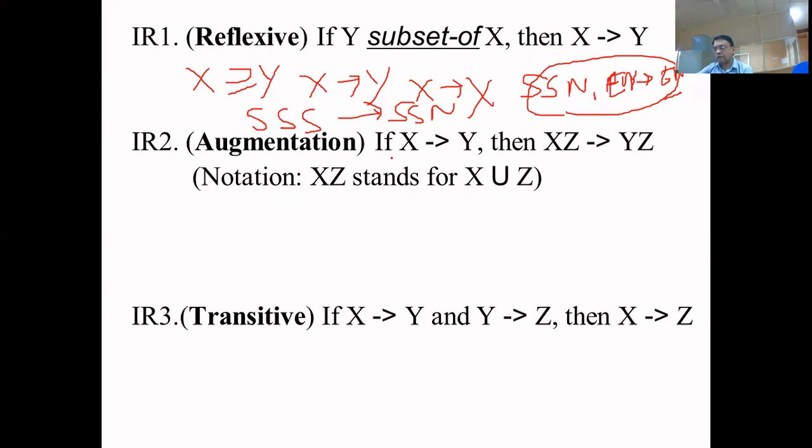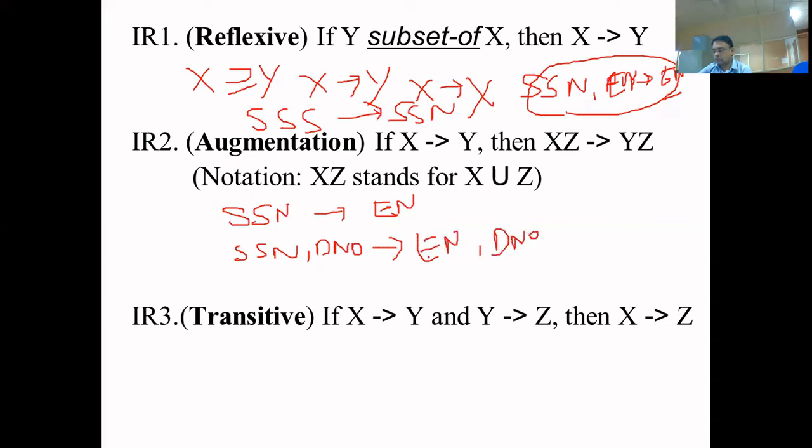Augmentation rule. If you have a functional dependency X determines Y, then we can write it as XZ determines YZ. So we are augmenting one attribute here. If I have SSN determines employee name, then along with this I can write SSN comma department number, adding one attribute, together determines employee name and department number. XZ determines YZ, where the Z attribute is department number.